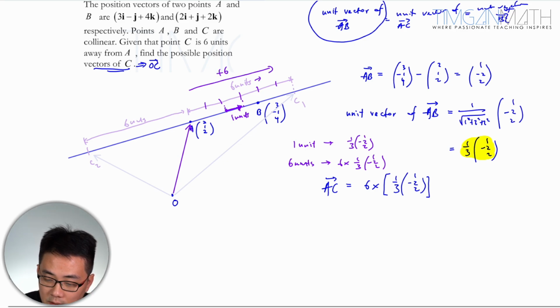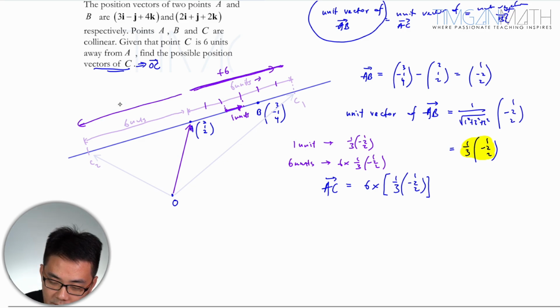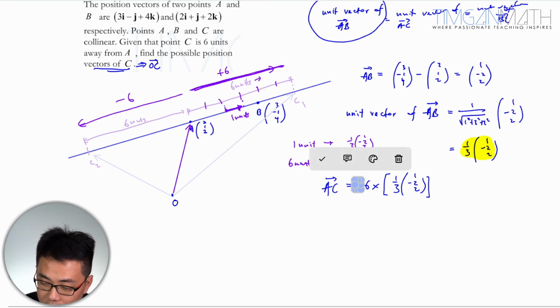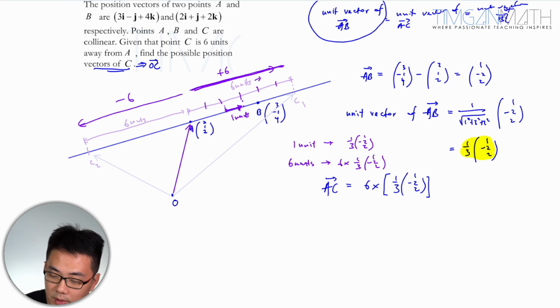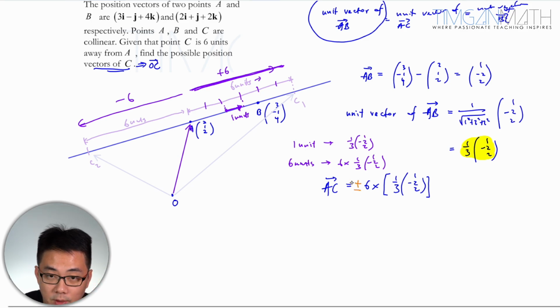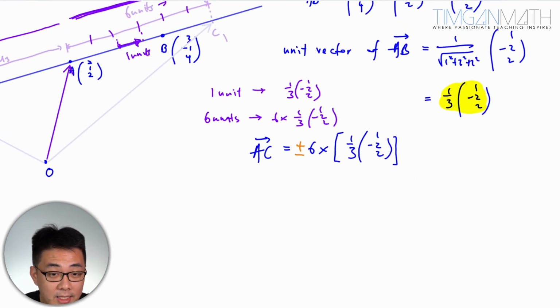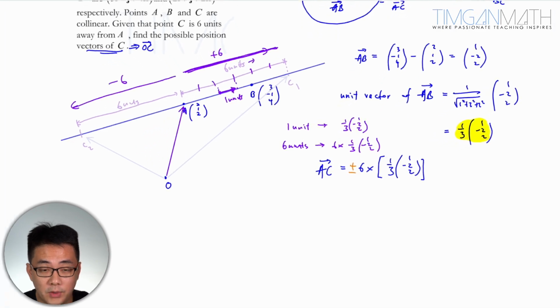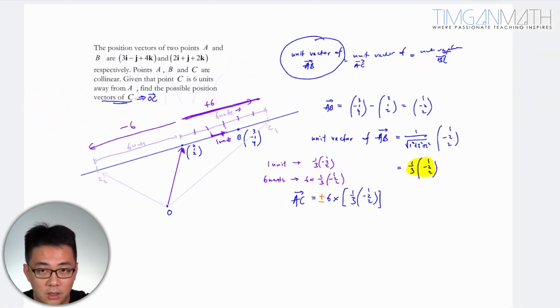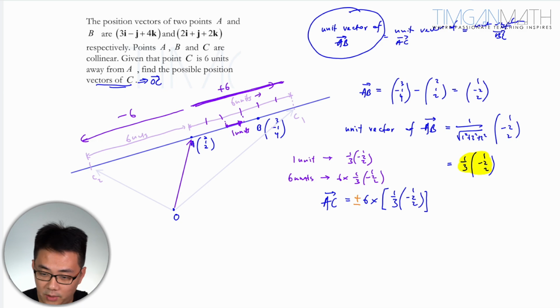So is this the only direction? This is not the only direction because we have another one which is -6. So just put a plus minus in front, because you have 2 directions here. You can have the forward direction or the backward direction. So just make sure this is plus minus. Okay. So I get my AC by using 1 unit multiplied by 6. That's about it. It's just basically direct proportion.